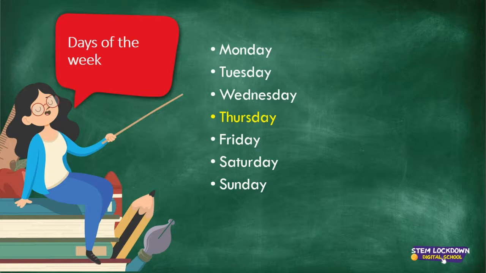Now, before we go on to telling me how many days we have in a full week, I want you to see what day comes before Friday. What day comes before Friday? Thursday. Yes, and Thursday is a different color to the other days. Why is it a different color? Because today is Thursday. Well done. Today is Thursday. Good.